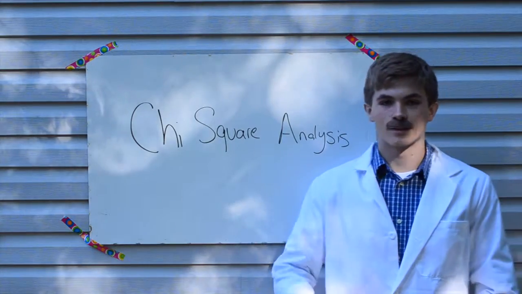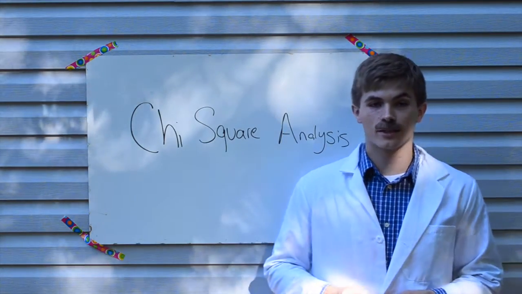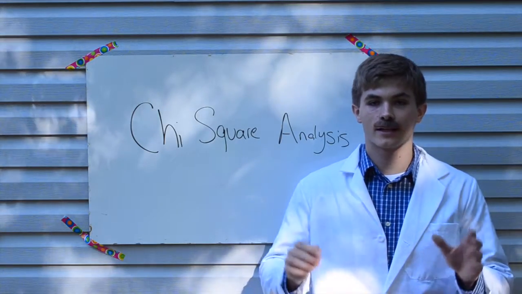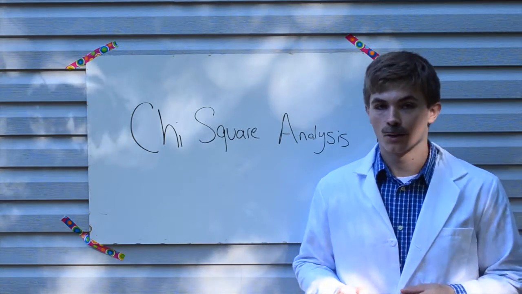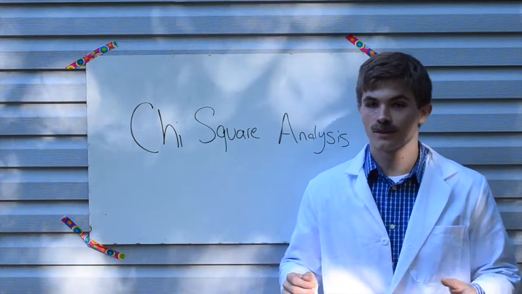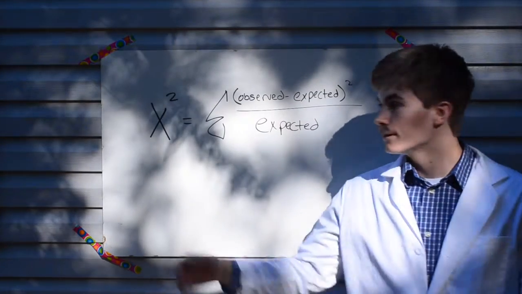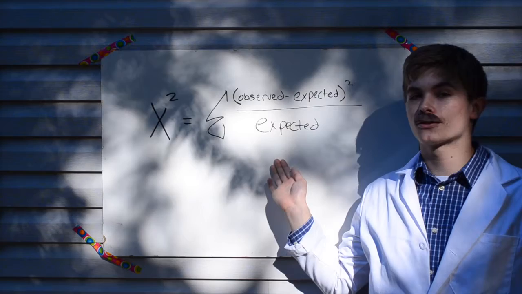Chi-square analysis, as it relates to your biology class, is a way to check if the variable you modified has had any significant change on your data, or if it's all just random. Well, isn't that fun? Well, kids, this here is the basic chi-square analysis formula.